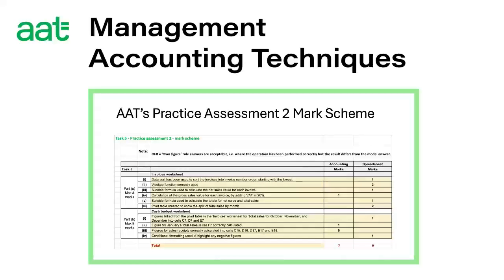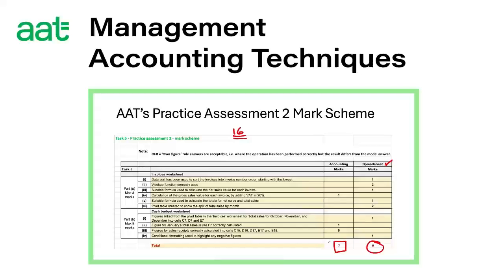Now, another thing that I particularly like to look at is the marking scheme. This is from AAT's practice assessment 2. If you look at the marking scheme for that task 5, remember the total marks for this task is 16. Out of 16, you've got 9 marks for spreadsheets and 7 marks for the accounting side of things. So effectively, there's very few marks comparatively available for the accounting side. There's more marks available for spreadsheets.